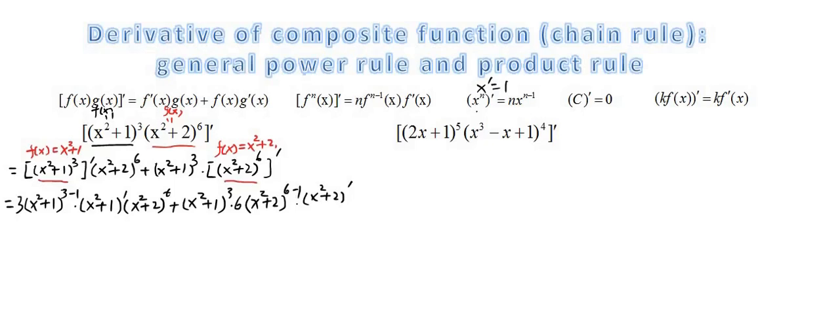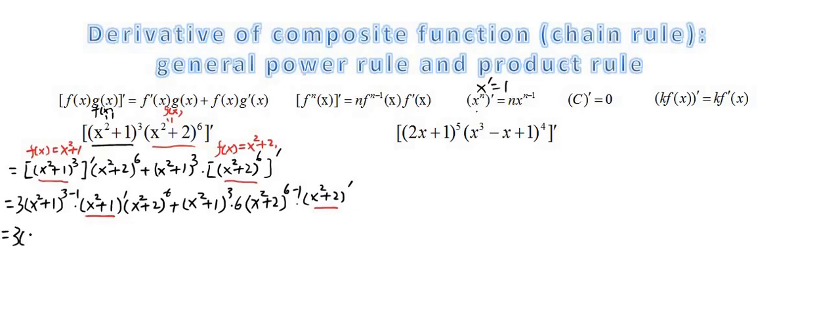Again, let's take a look at these two derivatives. Okay, here's x squared plus 1, here's x squared plus 2. It's very clear the first derivative is the derivative of the sum of two functions. So that means we can do the derivative for each function. Similarly, here is the derivative of the sum of two functions, and we can do the derivative for each function. So let's simplify.